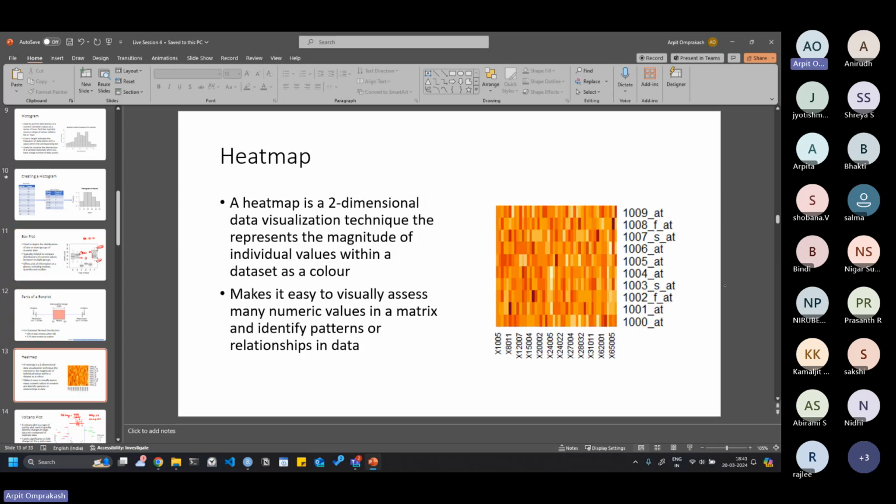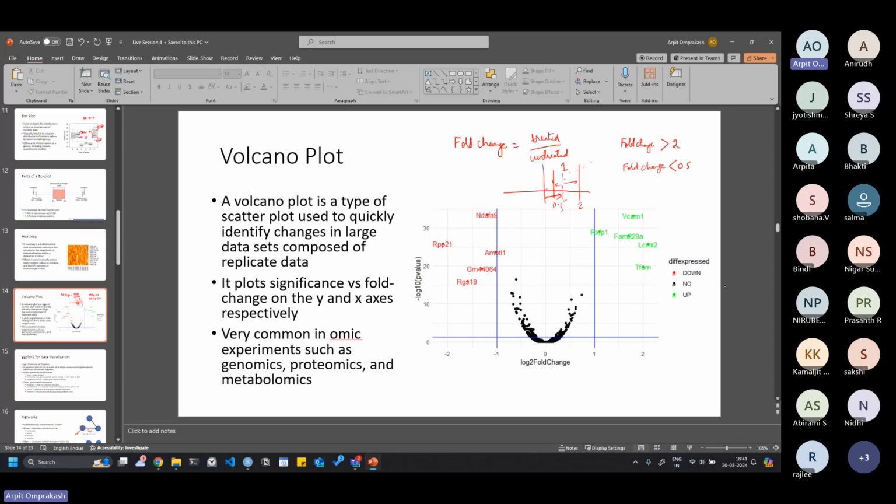Yeah. We also talked about heat map, which can help us to visually understand the different values that might be there in a matrix, or visually assess a numeric matrix or find patterns in data. We also talked about volcano plot, which is a specific type of scatter plot used mostly in genomics and proteomics.